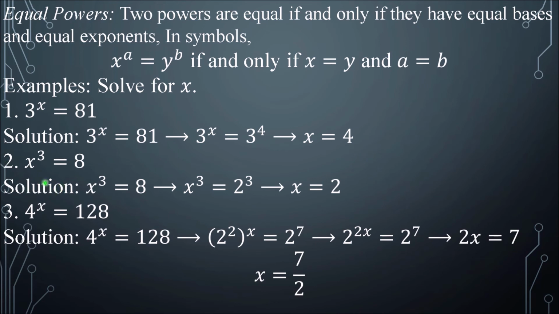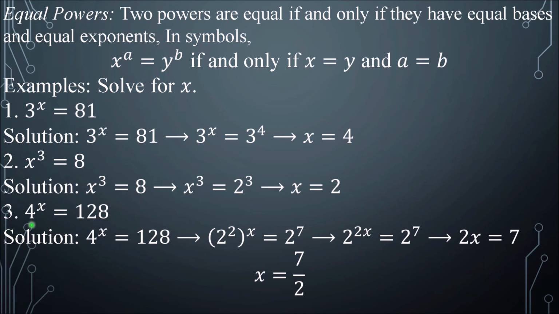So let's have number 2. Our goal here is for the bases to be the same, and for the exponents also to be the same. x cubed is equal to 8. x cubed is equal to 2 cubed. We know that 8 is 2 cubed. So we will cancel the exponents, 3 and 3, and we'll focus on the bases. x is equal to 2. The bases are the same, the exponents are the same. So in example number 2, x cubed is equal to 8, x is equal to 2.